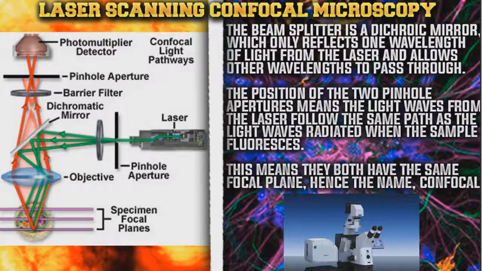The final microscope you need to know about is called a laser scanning confocal microscope. In this one, there is a beam splitter, which is a dichroic mirror.